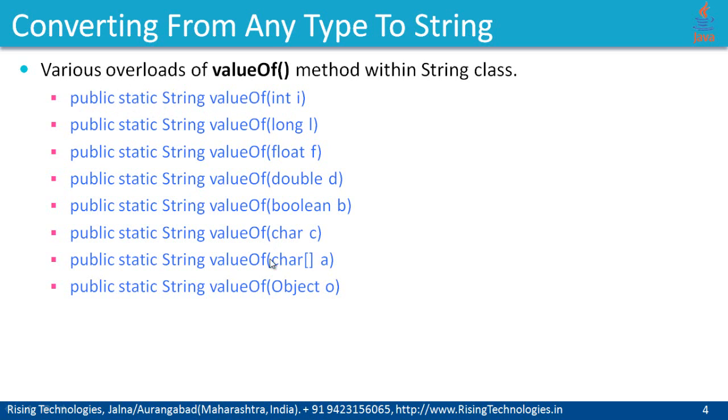And look at this. Each and every overloaded version takes a different type of argument. That means this overloaded version takes an integer and it returns its string equivalent. Another overloaded version takes a long integer and it returns its string equivalent back. Similarly, this overloaded version takes a float, this one takes a double, boolean, character array, and this last overloaded version takes any object and it returns its string equivalent. Let's have a practical look at this.